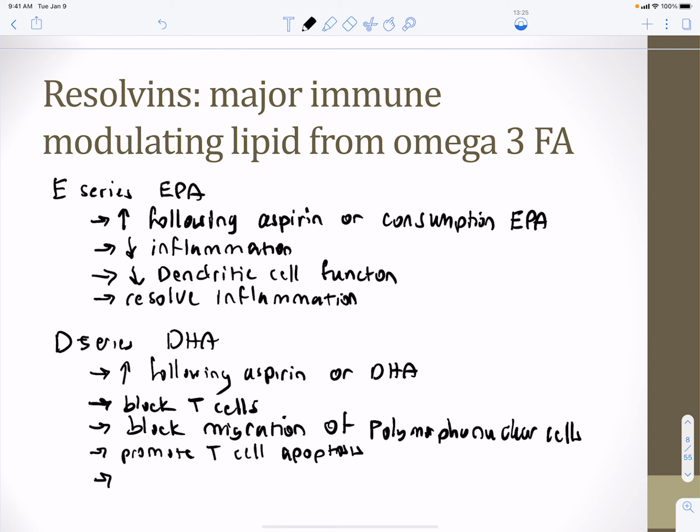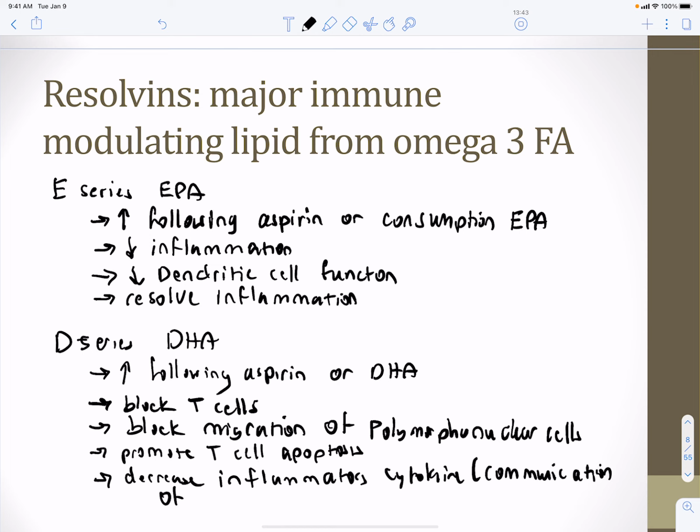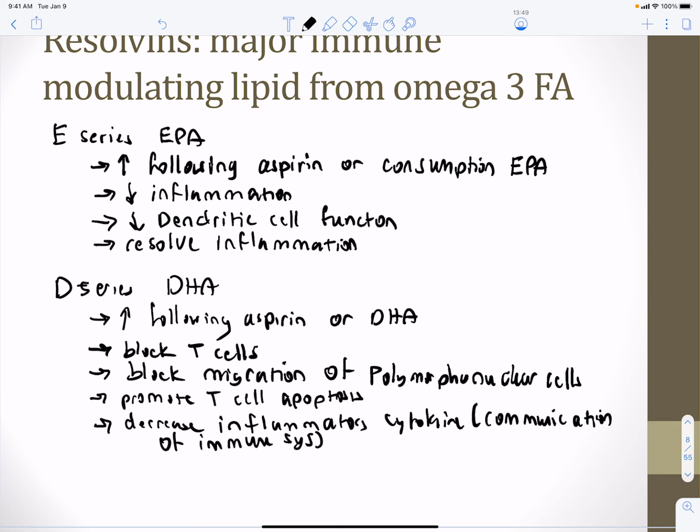They're going to decrease inflammatory cytokines. And inflammatory cytokines are the communication of your immune system. So it's a way, they use cytokines as a way to tell other cells to get activated, and so if you decrease those, you decrease activation. And they can reduce airway inflammation.